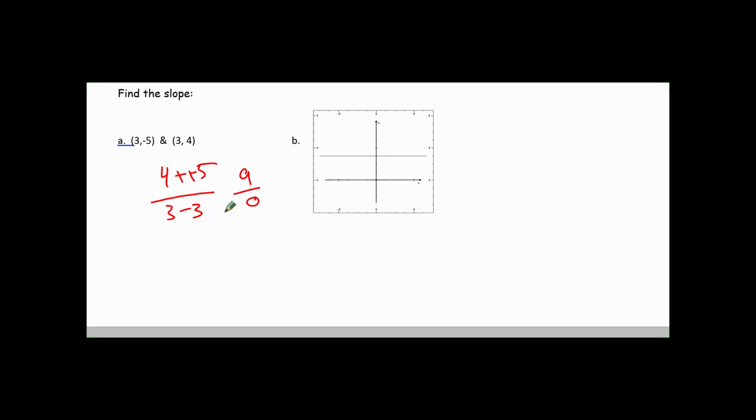So is that 0 or is it undefined? Can't divide by 0, so this is undefined. No solution. So that means my line is a vertical line.